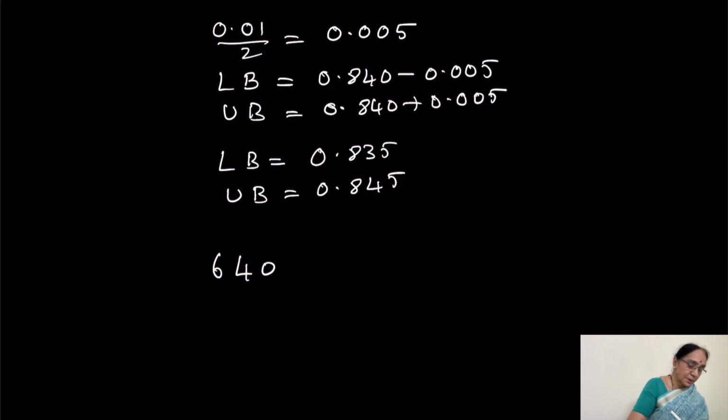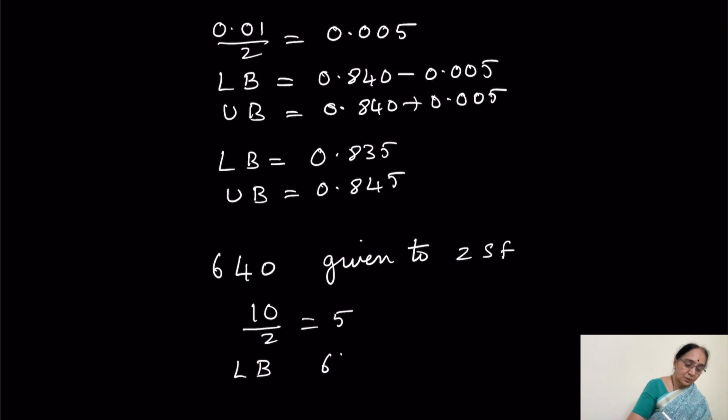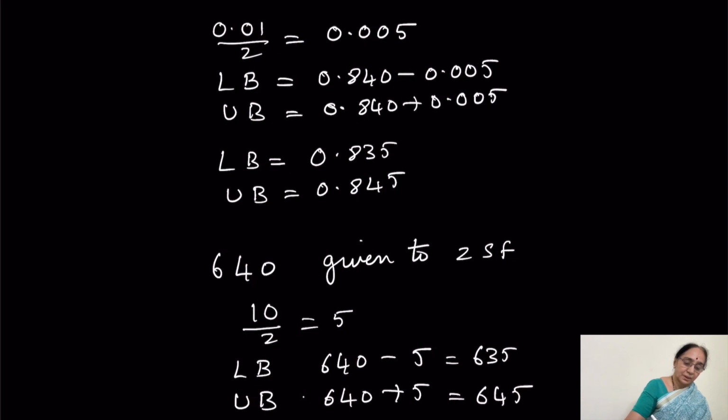Now we'll also do this: 640 given to 2 significant figures. Now the upper bound and the lower bound. So here we can take that 10 and then divide by 2, which will be 5. So lower bound will be 640 minus 5. Upper bound will be 640 plus 5. So this will be 635 and this will be 645.